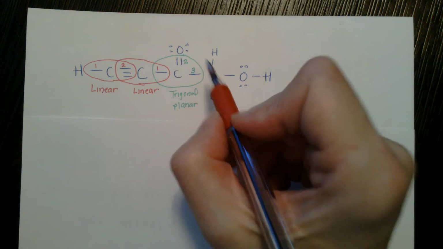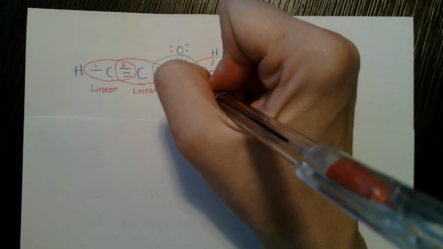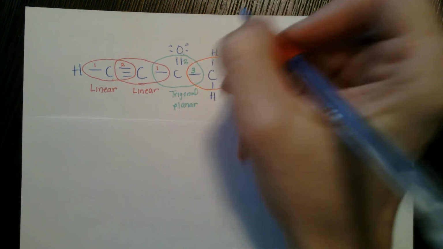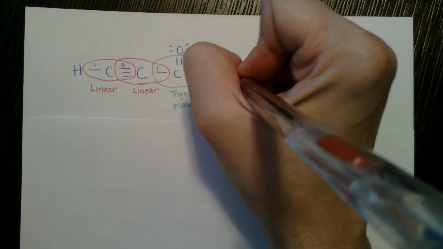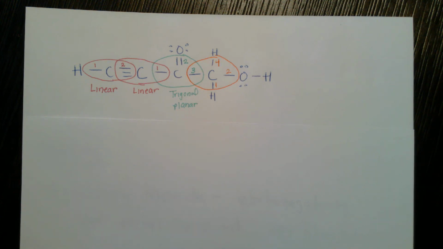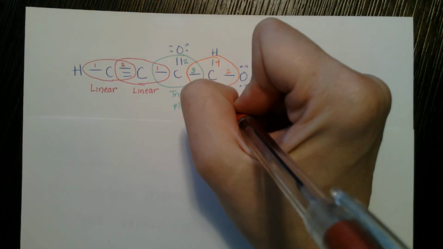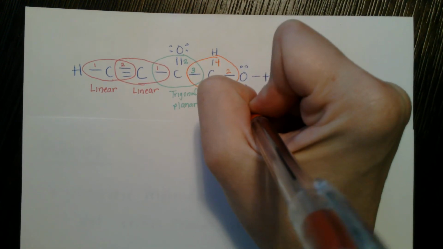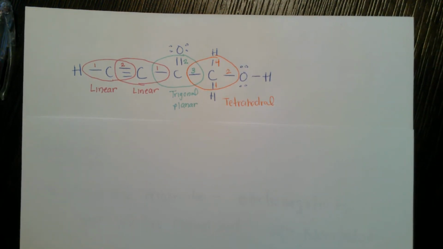Okay, the carbon next to it looks a little bit different, so I'm going to circle it. We have 1, 2, 3, 4 electron domains. So with 4 electron domains, this is tetrahedral. We have tetrahedral geometry around there.